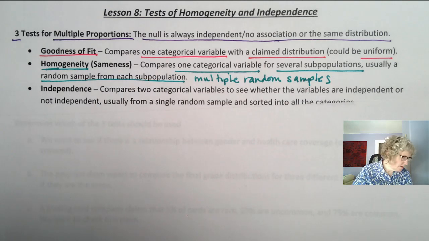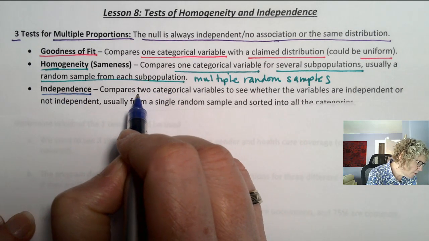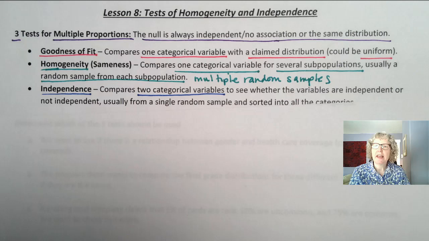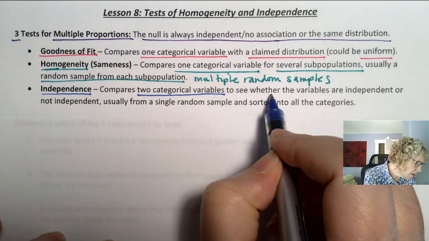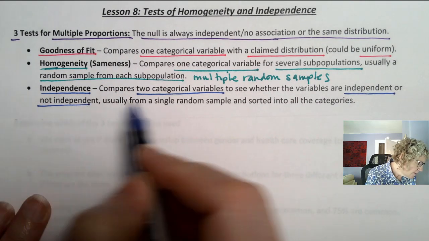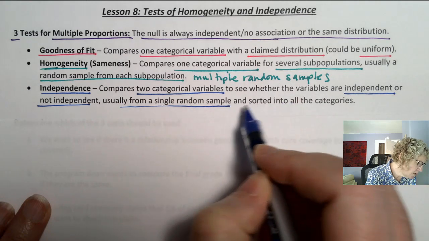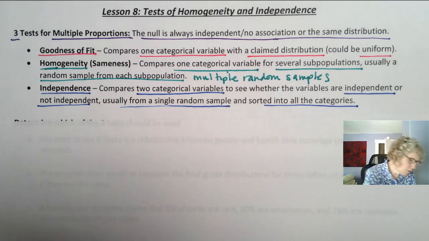Okay, the third one is independence. And here we're comparing 2 categorical variables. And we've looked at independence before, especially in 243. Now we're coming back to the official hypothesis test for independence, which is really exciting. Okay, so we have 2 categorical variables. Remember how we had a contingency table last time? And we're going to see whether the variables are independent or not independent. This one's usually from a single random sample and sorted into all the categories, okay? So this one's usually one random sample.